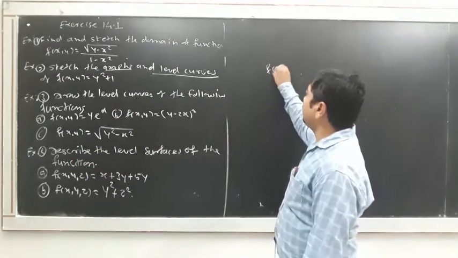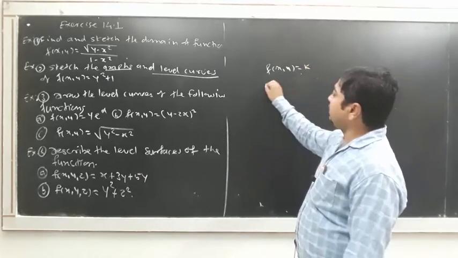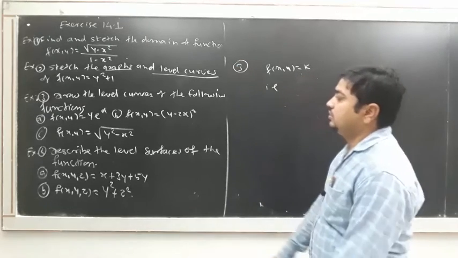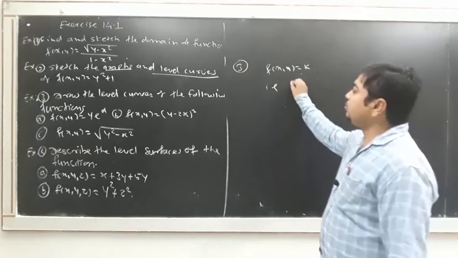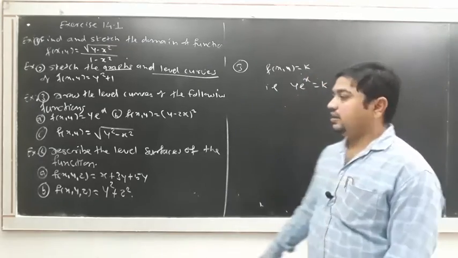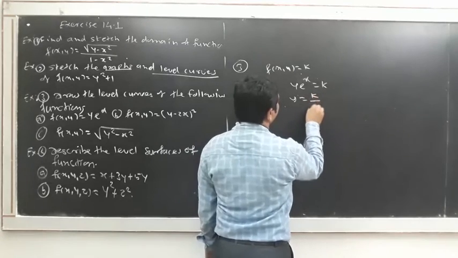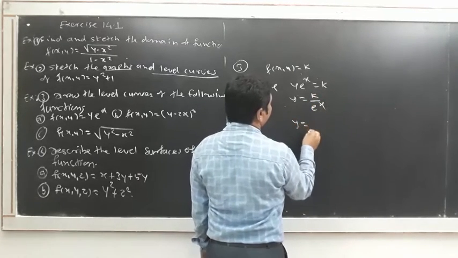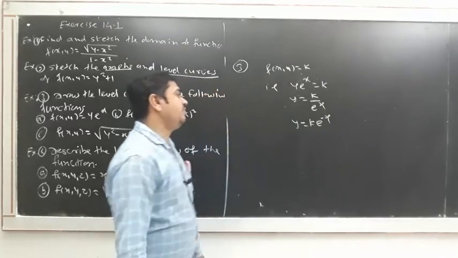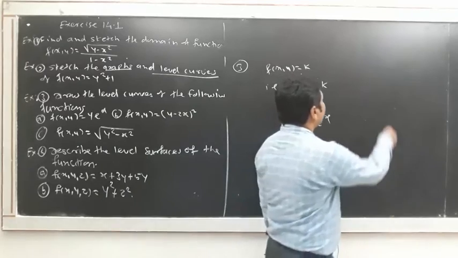So f(x, y), level curves, it is equal to k. That means level curves. Third example we are solving. So y e raised to x is equal to our k. So what should y be? y is equal to k upon e raised to x, that means y is equal to k e raised to minus x. So put k equal to 1, 2, 3, 4, 5, and you get the level curves.